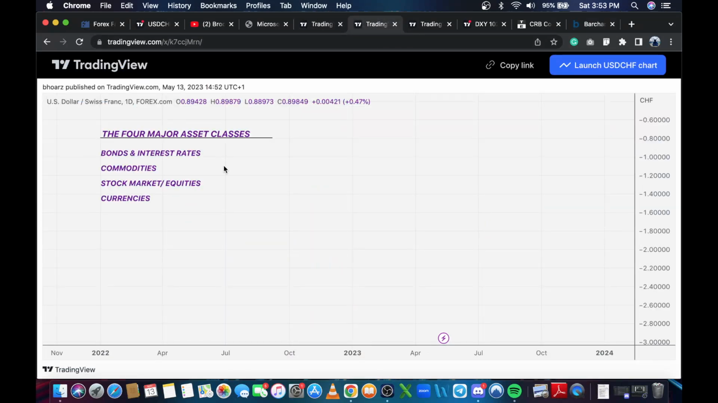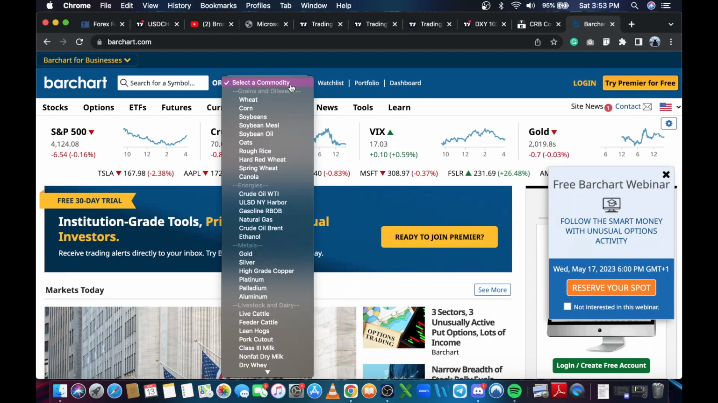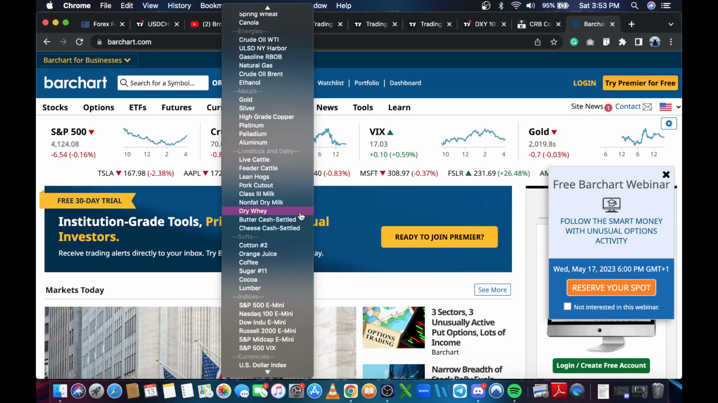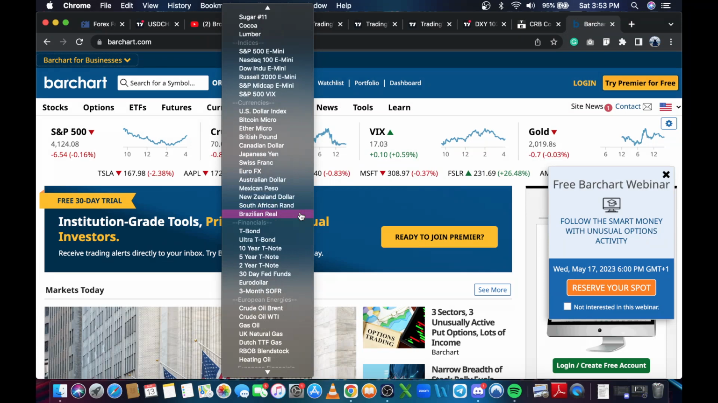Okay, that's one asset class. And then another asset class, bonds and interest rates. You can see I only use U.S. Treasuries, okay, for bonds and interest rates. So if you go here, which is financials, you can see we have the Treasury bond, we have the 10-year Treasury note, 5-year Treasury note, 2-year Treasury note.